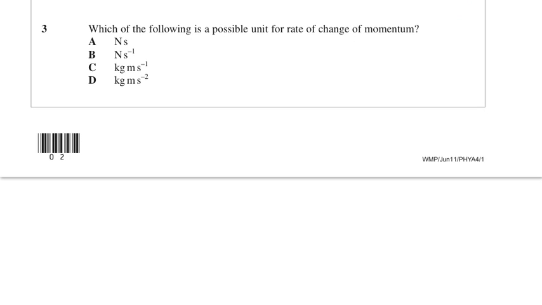Okay, and then question 3. Which of the following is a possible unit for the rate of change of momentum? So momentum has a unit of Newton seconds, so rate of change would be over seconds, which would give you just newtons, because obviously the rate of change of momentum is a force, so that means A is wrong, and it also means B is wrong. So looking at this one, kilogram meters per second squared is mass times acceleration, which is a force, so it's going to be that one.